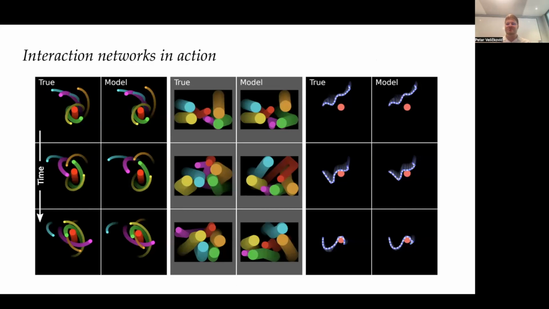Here you can see some rollouts of the interaction network model for predicting n-body dynamics, both for gravitational interactions on the left, bouncing balls in the middle with elastic collisions, and strings on the right. And you can see for all of the scenarios, you see the trajectory that's ground truth and the trajectory predicted by the interaction network. And you can see that actually they are very closely aligned.